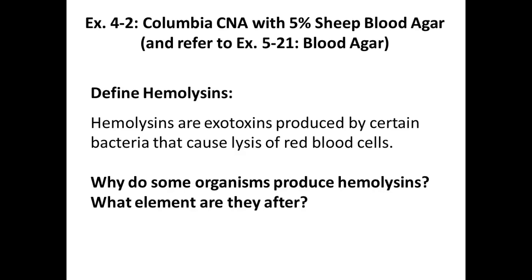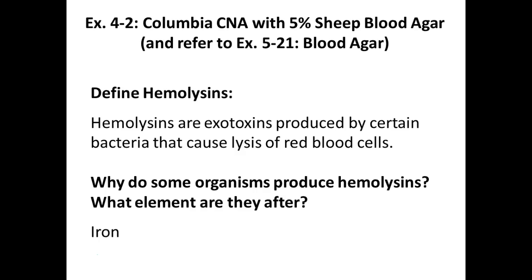So, why do some organisms produce these? What element are they after inside the red blood cells? It's an element. So, carbon, hydrogen, right? What element associated with hemoglobin? Iron. It carries the oxygen, but they're after the iron. They need it for their metabolism as well. Iron is very precious to us and microorganisms.